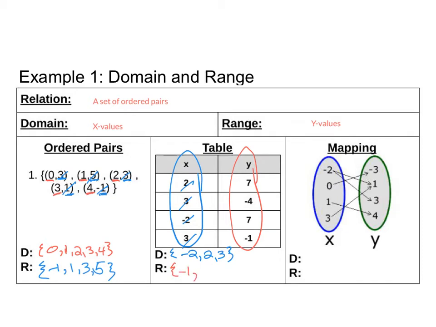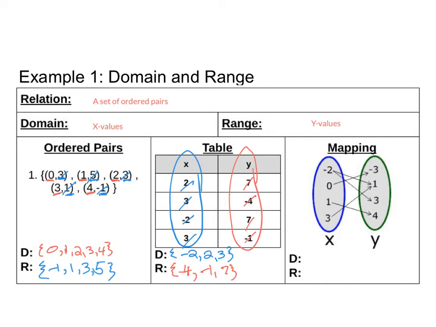So we got a -1. Oh, actually, let's make that the -4. Didn't see that one. -1. And then we have 2 7s. Again, only writing each repeat one time. All right, so that's your domain and range out of a table.